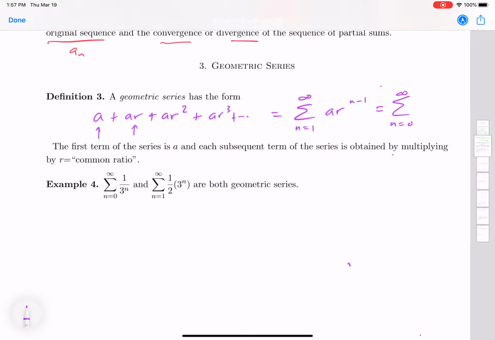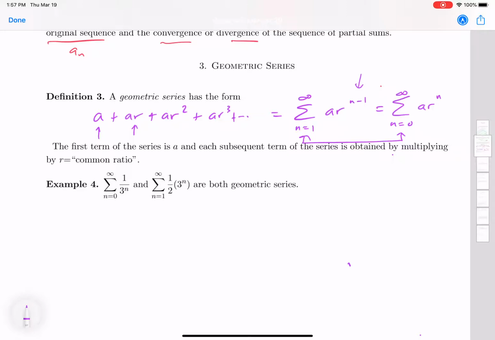You can start your n at 0 and have this be A R to the n. This looks a little bit nicer because we don't have to deal with the n minus 1 in the exponent, but we're starting at a different starting number. And just be aware that these won't always start at n equals 1. They can also start at 0 or anything else.